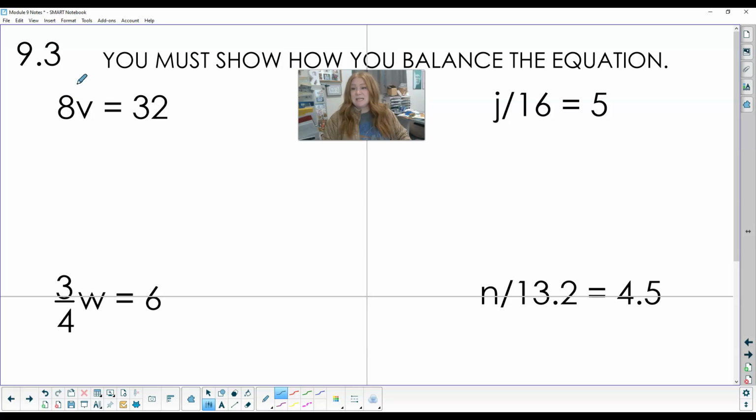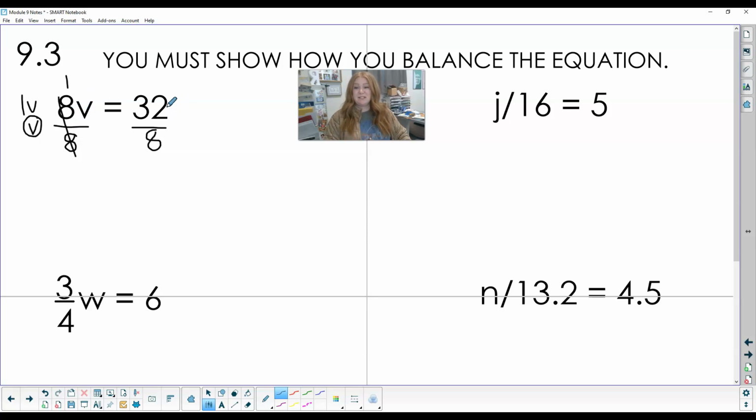So this means 8 times v, coefficient and variable together mean multiply, 8 v's. To undo this problem, the opposite of multiply is divide, and I'm going to divide on both sides. Now 8 divided by 8 is 1, right? If I have 1v, saying 1v or just saying v isn't going to make a difference. There's just one of them no matter what. So we canceled the 8 out, we're just left with v, 1v, which is what we want.